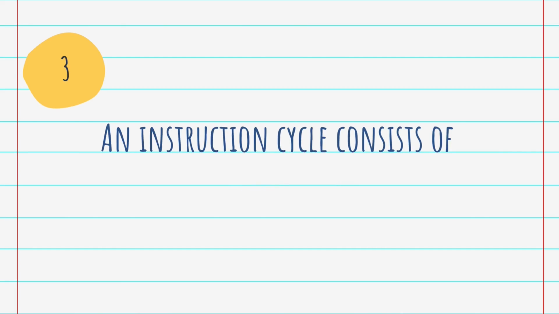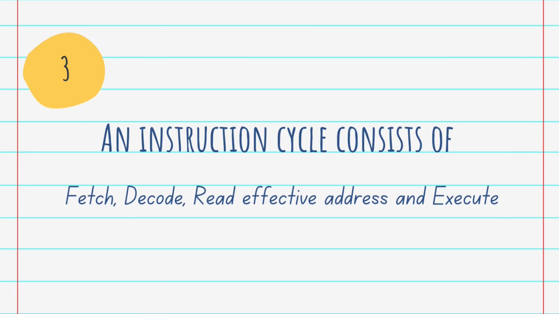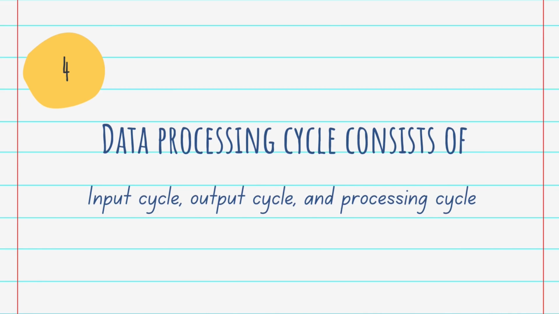Question number 3 is an instruction cycle consists of. Answer is fetch, decode, read effective address, and execute. The instruction cycle, which is also known as the fetch, decode, execute cycle, or simply the fetch-execute cycle, is the cycle that the central processing unit follows from the boot up until the computer has shut down in order to process instructions.